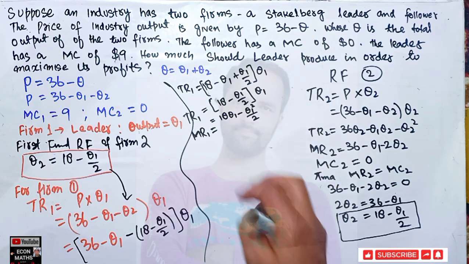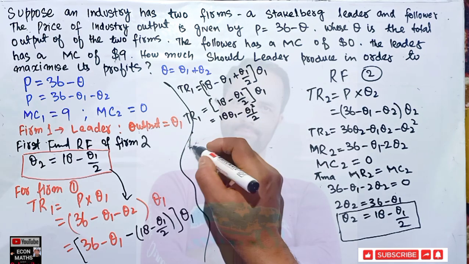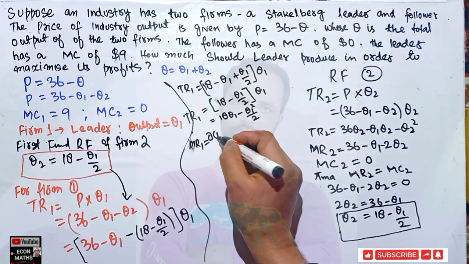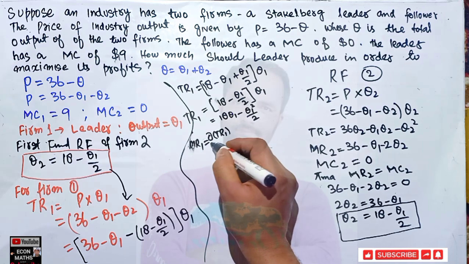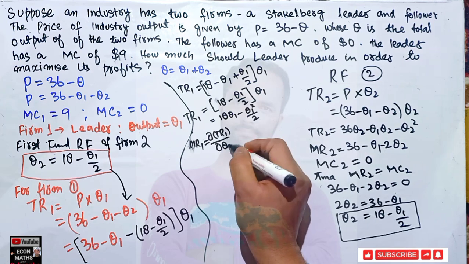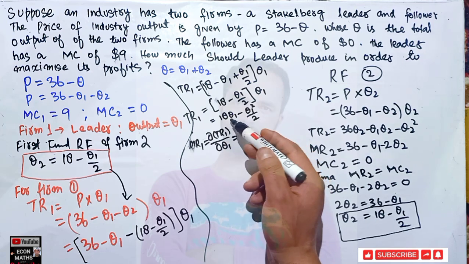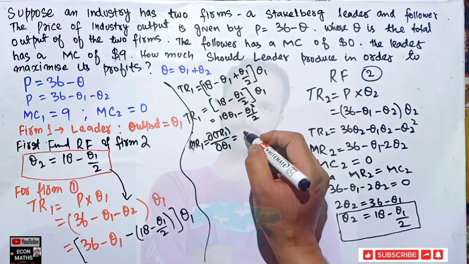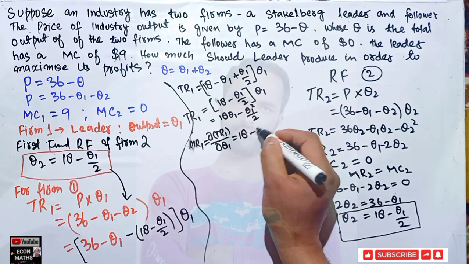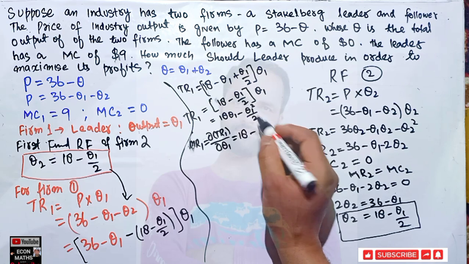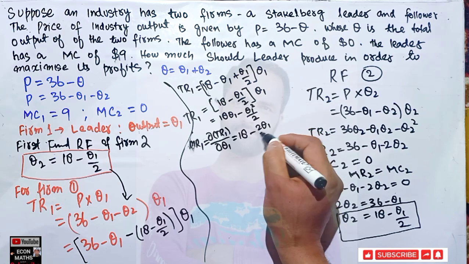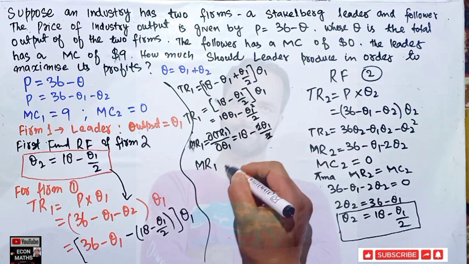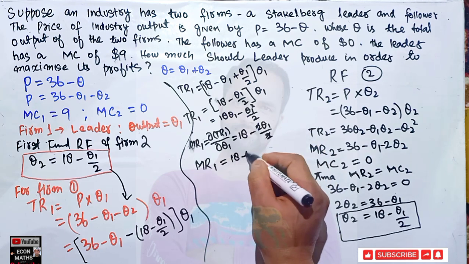So what is marginal revenue for firm 1? Marginal revenue for firm 1 is the derivative of total revenue for firm 1 with respect to Q1. If we differentiate with respect to Q1, the derivative of 18Q1 is 18, and the derivative of Q1 square upon 2 is 2Q1 upon 2. The 2 and 2 get cancelled, which implies our marginal revenue is equal to 18 minus Q1.